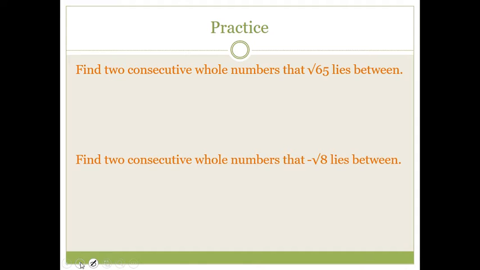So let's pause this video and go ahead and answer these two questions. I want you to find two consecutive whole numbers that the square root of 65 lies between. And then find two consecutive whole numbers that the negative square root of 8 lies between.